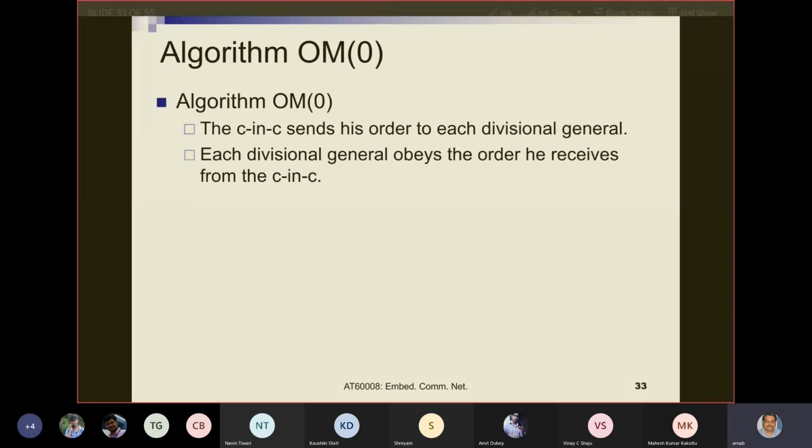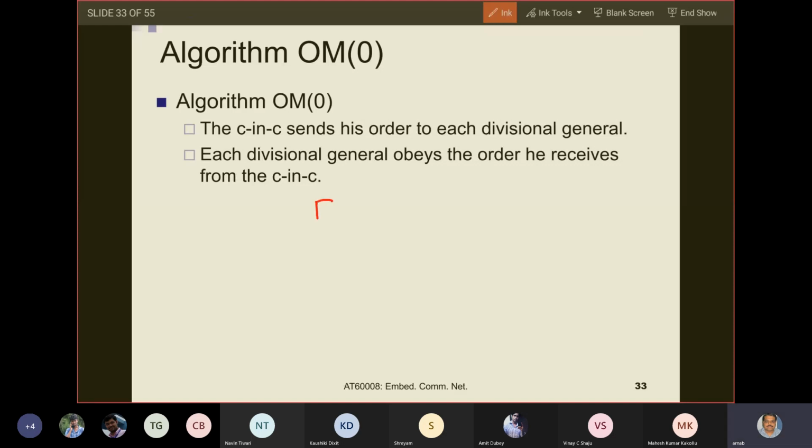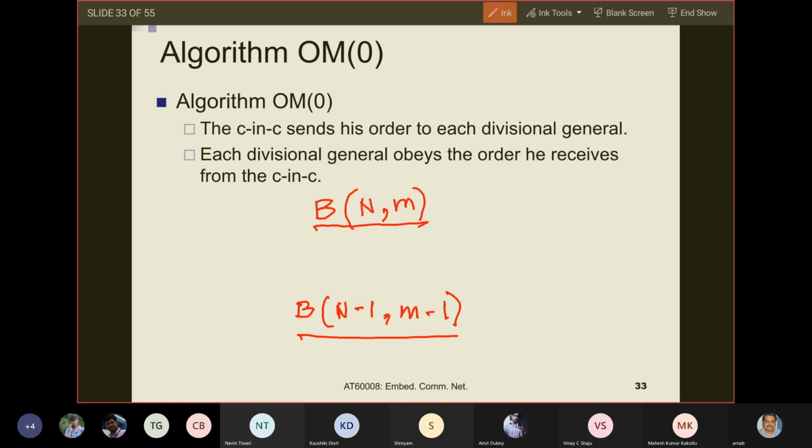Instead of going into the algorithm, it is not written nicely, I think, but I'm telling you. So let us say B is the algorithm, where n is the total number of nodes and m is the total number of failures. So the commander-in-chief passes messages to all the controllers. Now each controller then calls B of n-1, m-1. So what does this mean? So for B of n, m, the commander-in-chief passes the message to all of the n-1 controllers. So the commander-in-chief is the source. It passes the message to all n-1 other controllers.